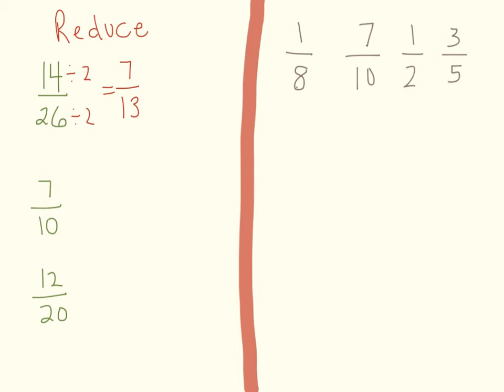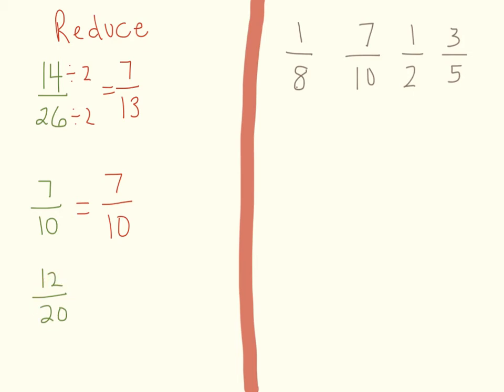7/10. This is actually kind of a trick one. It's actually as small as it can be already. So 7/10 is as small as it can be because I can't count by a number and hit both 10 and 7 at the same time. 7 is prime, which is a clue that it's probably as small as it can be.